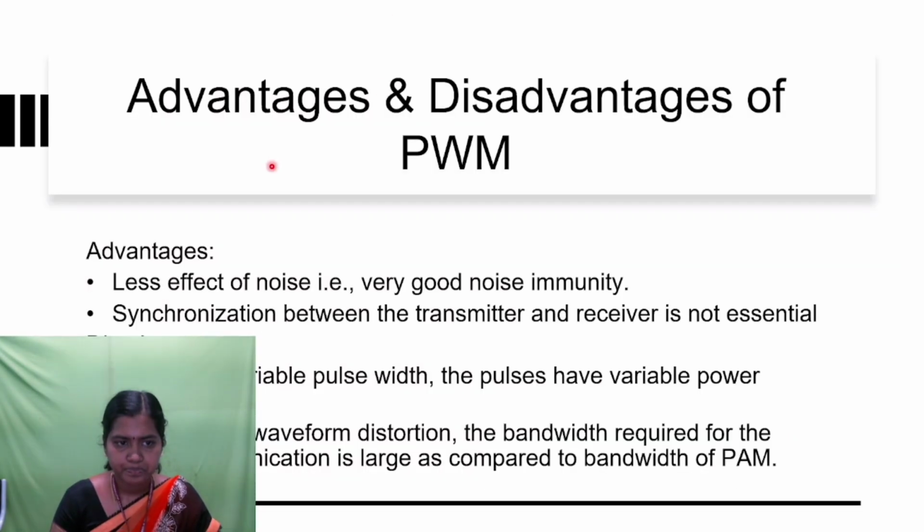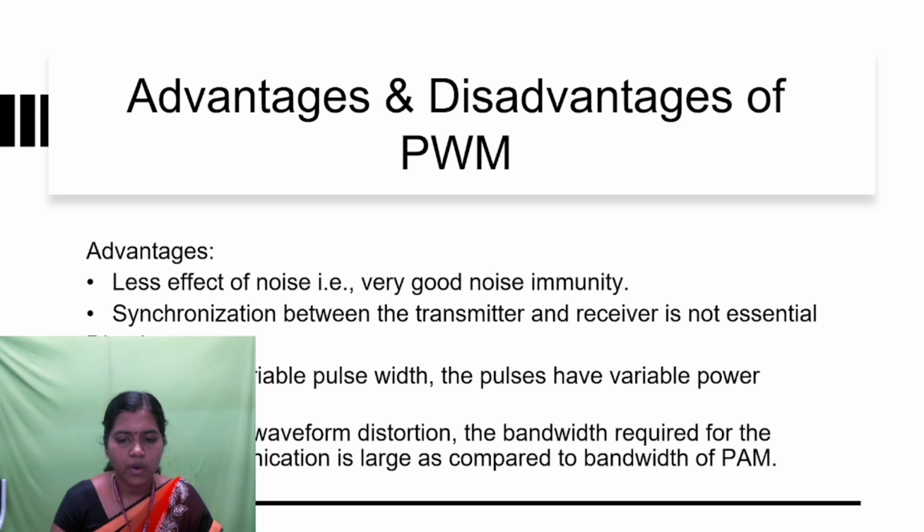So the next one, what are the advantages and disadvantages of pulse width modulation? If you see advantages, there is less effect of noise, that is, very good noise immunity. Synchronization between the transmitter and receiver is not essential in PWM. But coming to the disadvantages, due to the variable pulse width, the pulses have variable power contents, because the widths are different for each pulse. So the power also gets varied. This is one of the disadvantages.